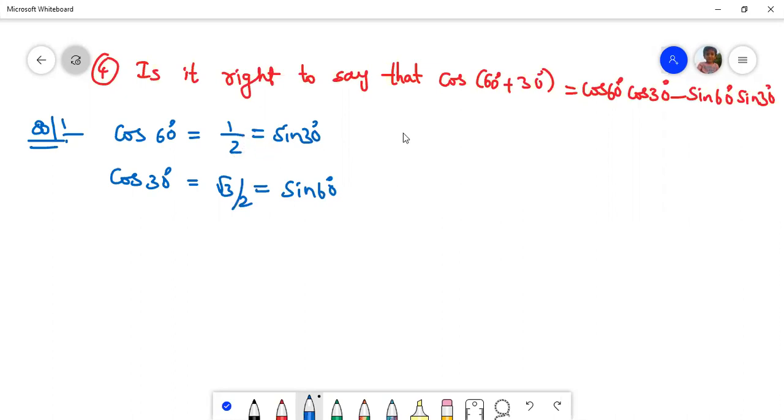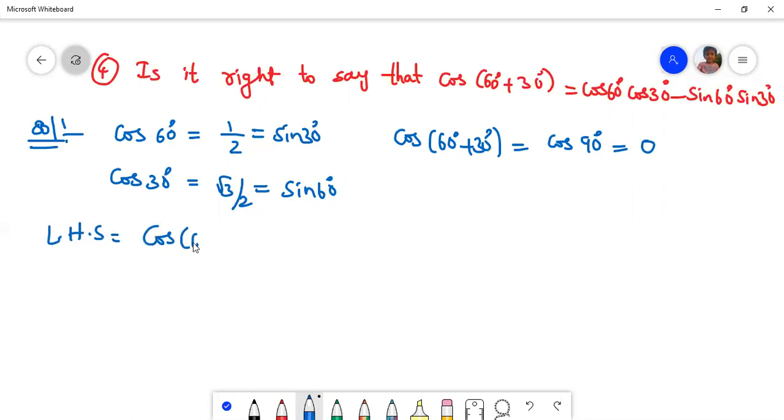Okay. Next, what they have given: cos of 60 degrees plus 30 degrees. It is nothing but cos of 60 plus 30, cos 90 degrees. First, we can check the LHS. LHS is equal to cos of 60 degrees plus 30 degrees, which is equal to cos 90 degrees. We know the value of cos 90 is 0. Cos 0 is 1, cos 90 is 0.